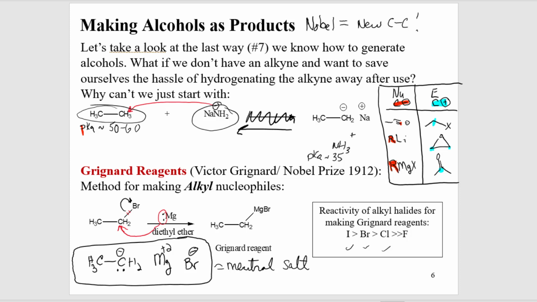You start with the alkyl halide of your choice and you add magnesium metal. You buy these magnesium turnings and you let it stir in ether for a long time, kind of battering at the magnesium.